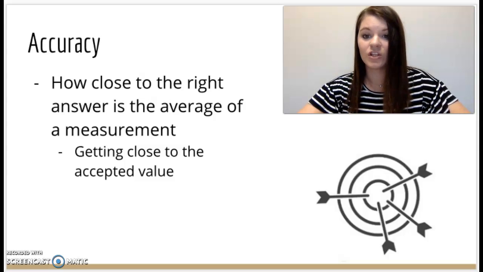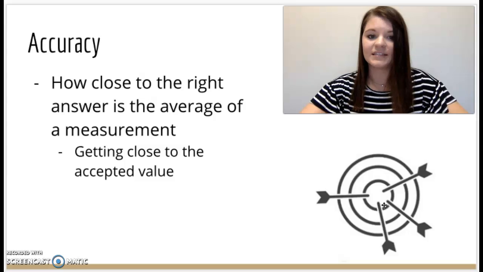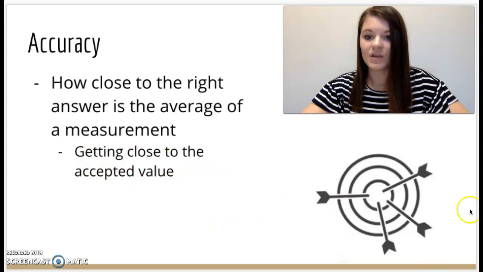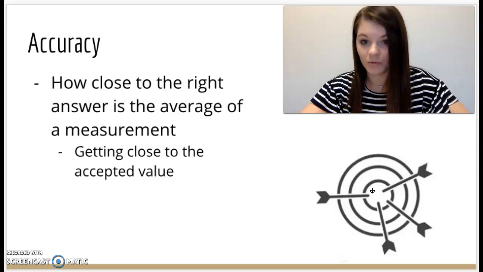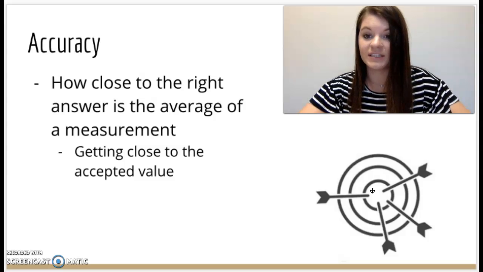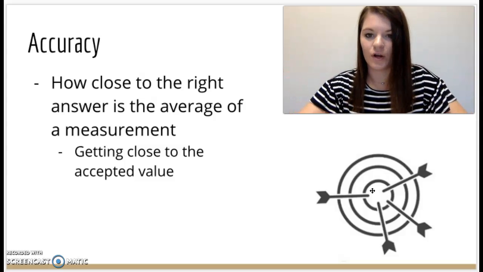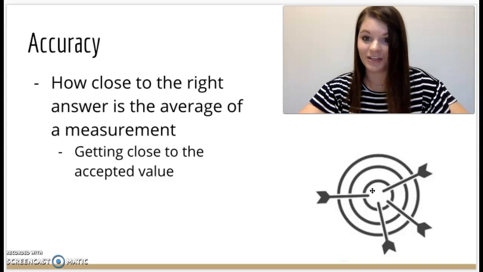Okay, so if we are looking at this target right here, we want to get the bullseye, right? The goal is to get to the bullseye. So getting close to the accepted value. All of these arrows are pretty accurate. They are very close to the bullseye. So to get the accuracy, you want to see how close you are to the accepted value. Another word for bullseye that we will be using instead of bullseye is the accepted value.